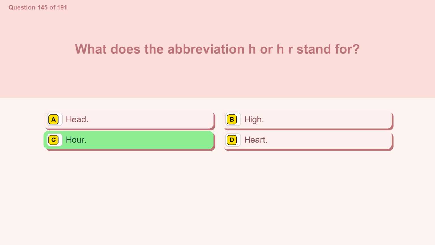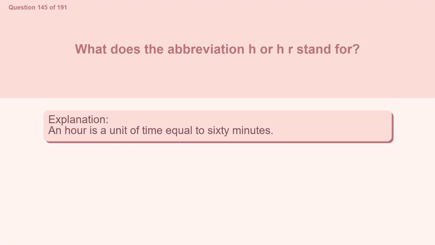The correct answer is option C, hour. An hour is a unit of time equal to 60 minutes.